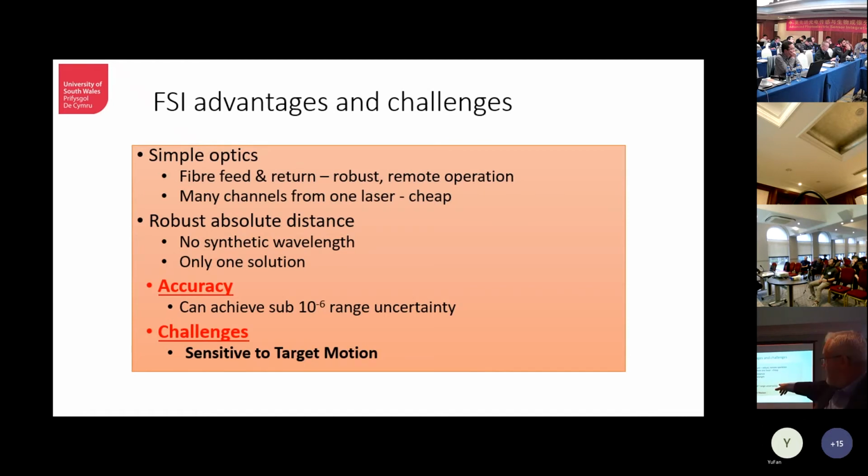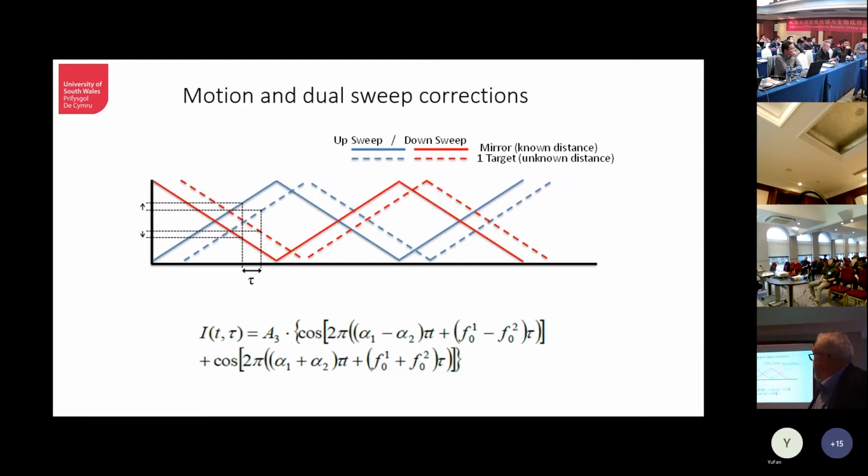But one of the challenges I mentioned is target motion. If you've got something which is vibrating around, then obviously that causes a problem. So imagine you've got a target in space, with light coming back, and it's vibrating around because of all the noise. What that does is effectively phase modulate the beat frequency.